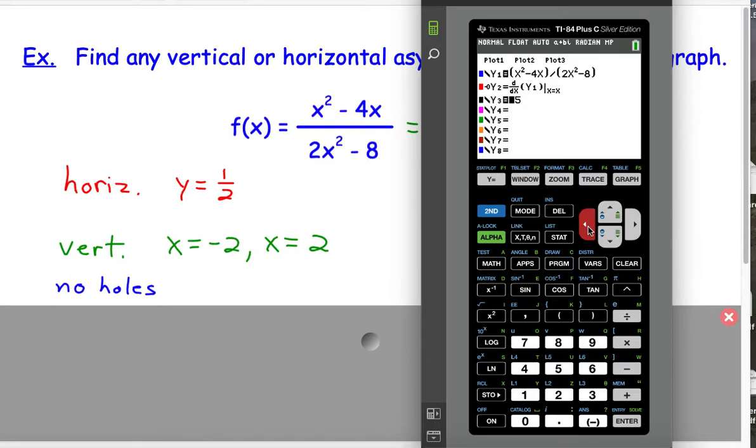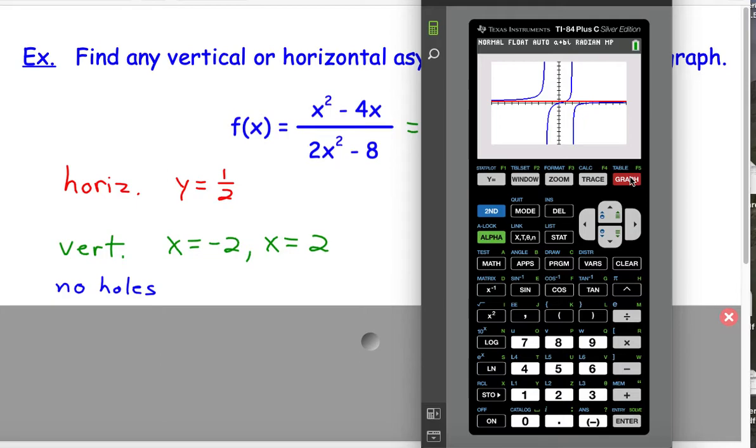And let's change the color of that. Let's make that red. Somewhere. Oh, yellow would be nice. Did I miss red? There it is. Okay, graph. And sure enough, that looks pretty convincing that that's our horizontal asymptote.